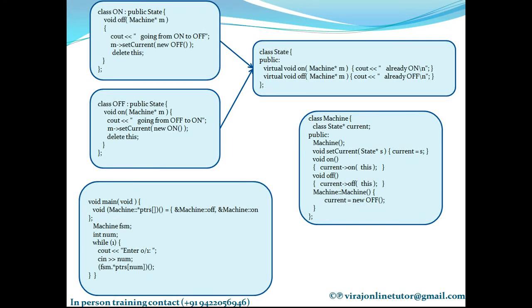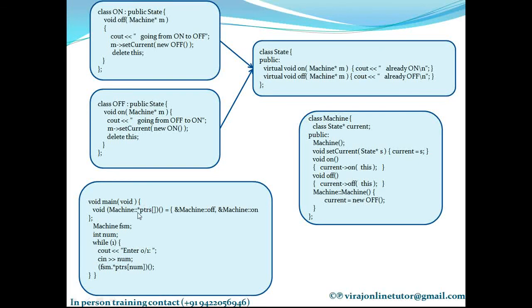I'll just explain this again. This is a machine which has the current state, and in the constructor this current state is assigned to the off state. There is also a set current function in which we pass the state from outside and set the current state to that state. If someone calls the on function of the machine, I call the on function of the current state. If someone calls the off function of the machine, I call the off function of the current state. So let's see what we do in the main function.